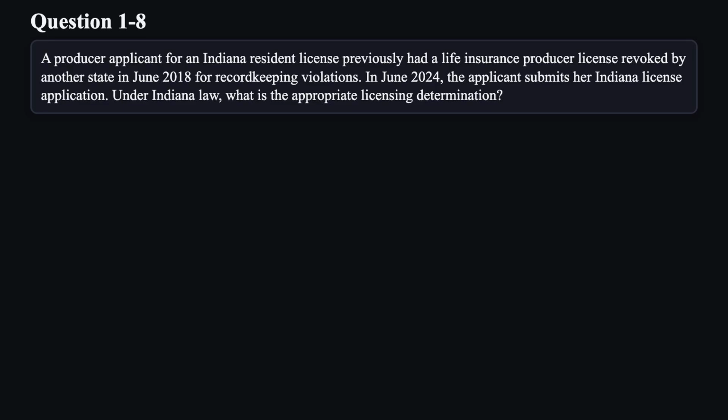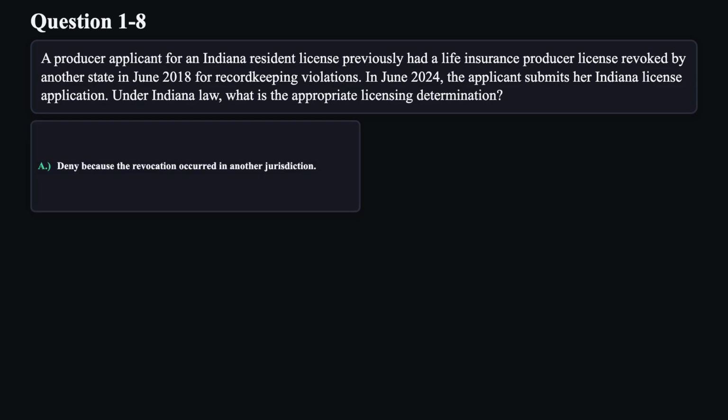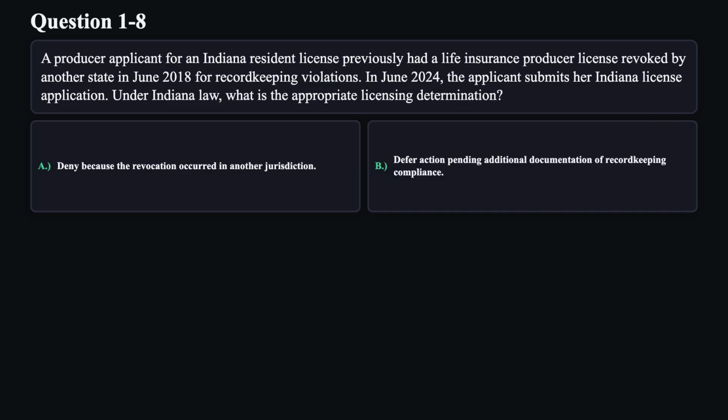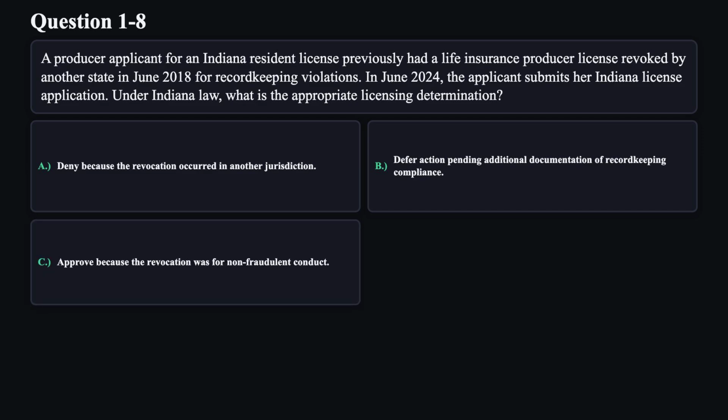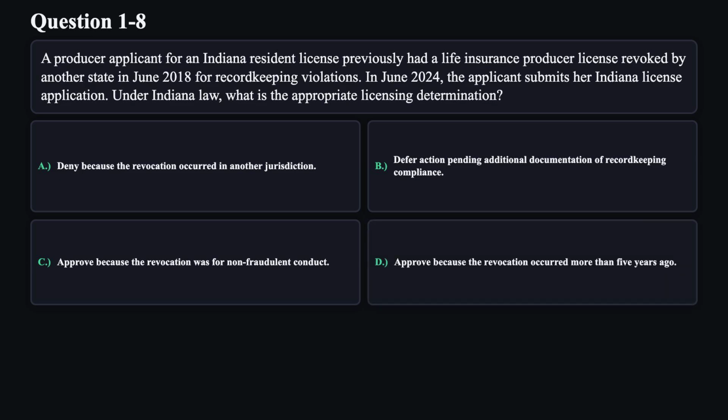Question 8. A producer applicant for an Indiana resident license previously had a life insurance producer license revoked by another state in June 2018 for record-keeping violations. In June 2024, the applicant submits her Indiana license application. Under Indiana law, what is the appropriate licensing determination? A. Deny because the revocation occurred in another jurisdiction. B. Defer action pending additional documentation of record-keeping compliance. C. Approve because the revocation was for non-fraudulent conduct. D. Approve because the revocation occurred more than 5 years ago.